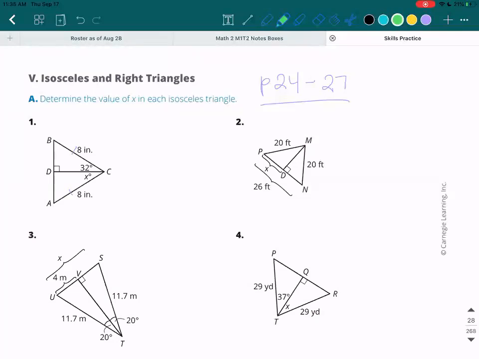I think I used green before, so I'll use green again. So this line that I'm drawing here bisects the vertex angle, which means that this top angle must be the same as this bottom angle. So they are congruent. If they are congruent, then they have the same measure. So x is equal to 32 degrees. Simple.